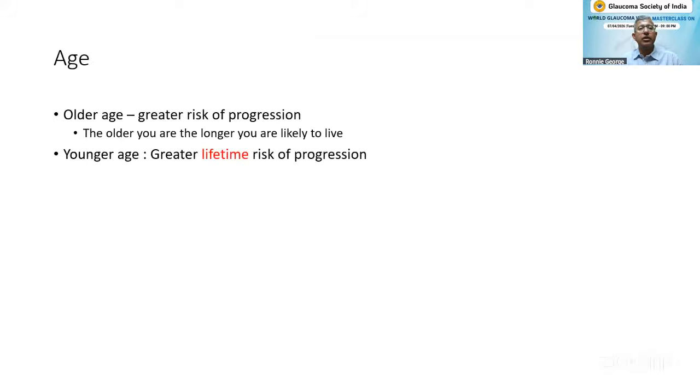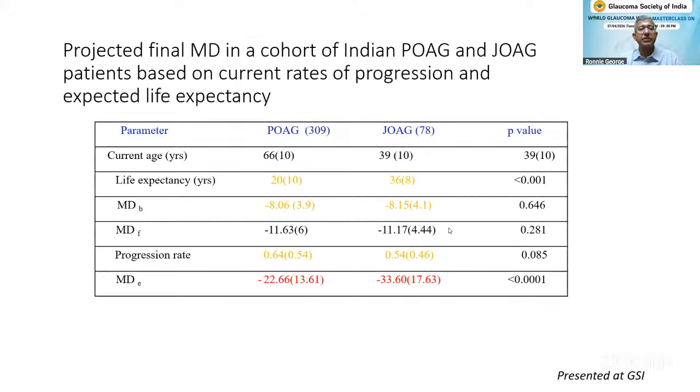We look at older age as a risk factor, and except for the UKGTS, all the other studies found that older age was a risk factor. The UKGTS probably did not find this because they had fairly short follow-up. So older age is a double-edged sword because the older you are, there is a greater risk of progression. But the younger you are at diagnosis, the greater your lifetime risk of progression. And this is something that we should keep in mind when we're assessing risk for progression.